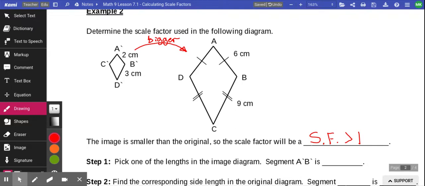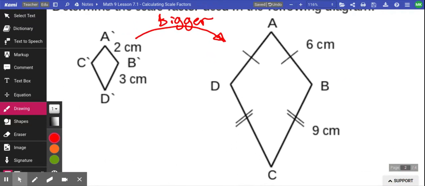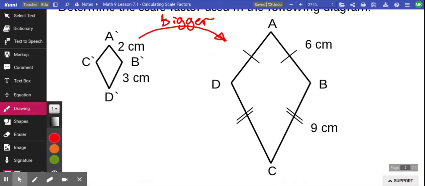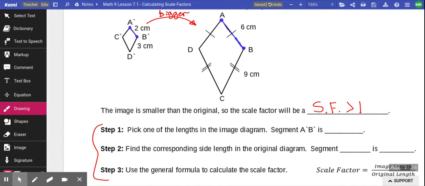To actually calculate this, so these next few steps is actually us calculating. What you want to do is you want to look at your diamond and find two sides that correspond, so they're the same side. On the original, if I pretend I went from A prime to B prime, that would be the same length as over here, A to B. See how those two side lengths correspond with each other, right? They're the same spot on the image.